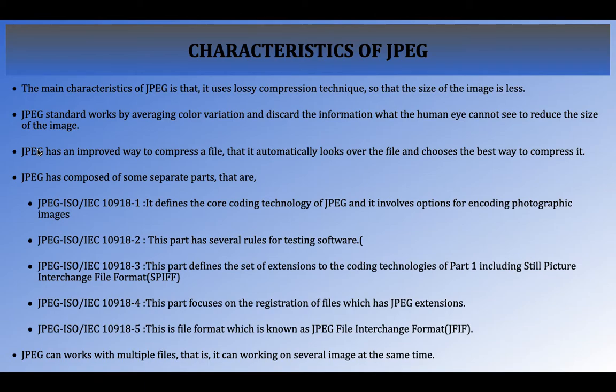JPEG is also composed of some separate parts. The first is JPEG ISO/IEC 10918-1. Basically, it defines the core coding technology of JPEG, how it works, the whole core technology of JPEG, and also involves options for encoding photographic images. The next one is JPEG ISO/IEC 10918-2. This part has several rules for testing software, and defines a set of extensions to the coding technologies of part 1, including still picture interchange file format, which is known as SPIFF.